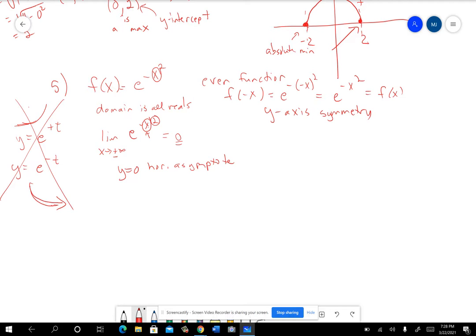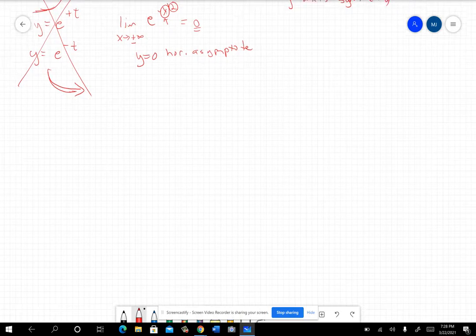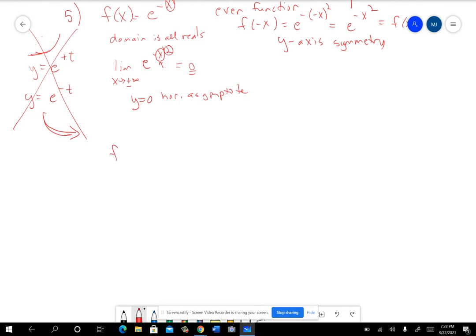All right, so now first and second derivatives. Let me jot those down. We did those earlier, so we're not taking time now to do those. The first derivative wound up being negative 2x e to the negative x squared. And the second derivative wound up being 2e to the negative x squared, times 2x squared minus 1.